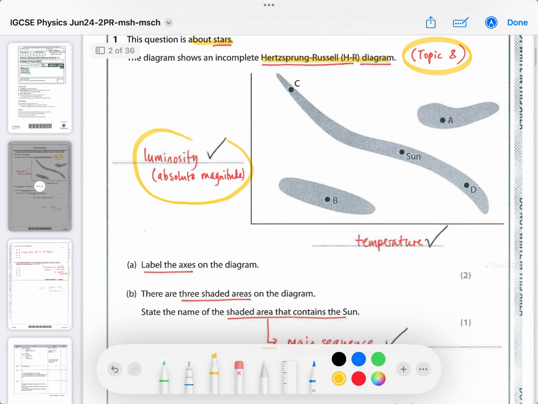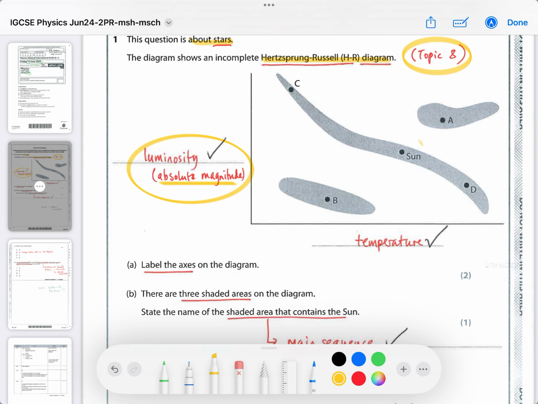So the y-axis is the brightness, which officially you should put as luminosity. So luminosity is the same as the power output of the star. It can also be labeled as absolute magnitude. So it's basically the brightness if they were all the same distance away. And that's what absolute magnitude means. So it's a way of doing a fair comparison in terms of their brightness. You can't put brightness, so luminosity is correct.